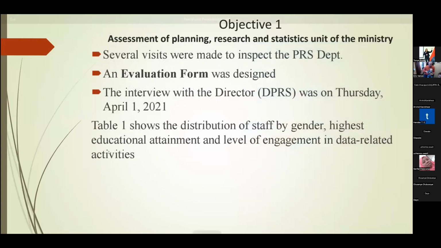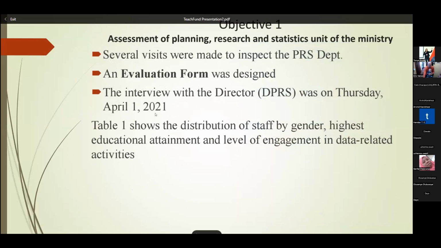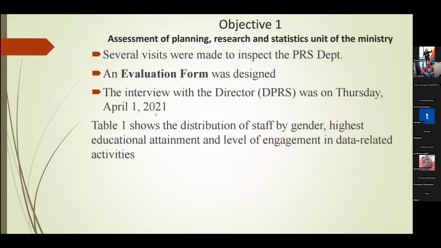Okay, so the first thing we did when the project took off was the assessment of the planning, research, and statistics of the ministry. So we made several visits to inspect the planning, research, and statistics departments of the ministry.